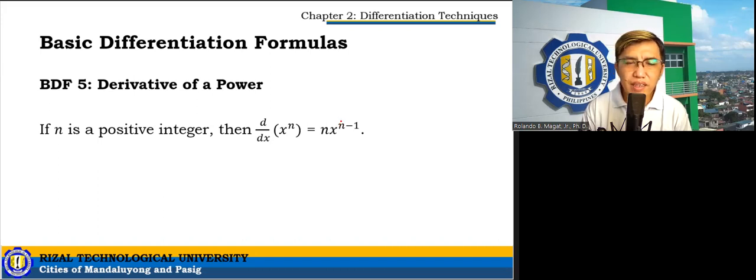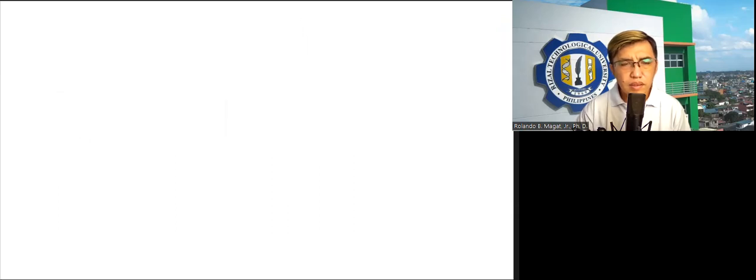Nagsusubtract tayo ng isa sa kanyang exponent. Doon naman sa integral calculus, sasabihin ko sa inyo advance, mag-a-add naman tayo ng isang exponent. Okay? Sa diffcal, minus 1 ang exponent. Sa integral, plus 1 ang exponent. So let's show the proof of this theorem. So again, let's show the proof.